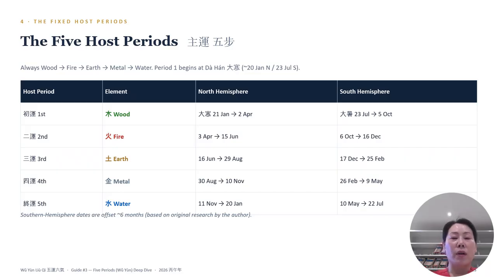Two quick notes. First, this is the regular march of the seasons: spring wood, summer fire, late summer earth, autumn metal, winter water. So it should feel intuitive. Second, because we teach for both hemispheres, the Southern dates are shifted by about 6 months. So Southern period 1 begins at Dashu, major heat, in late July. Those Southern dates come from the author's own research. On the next slide, we'll see what each period means for your patients.